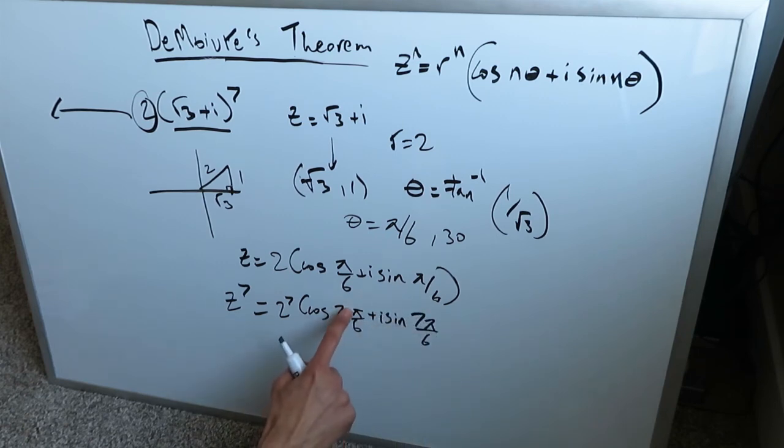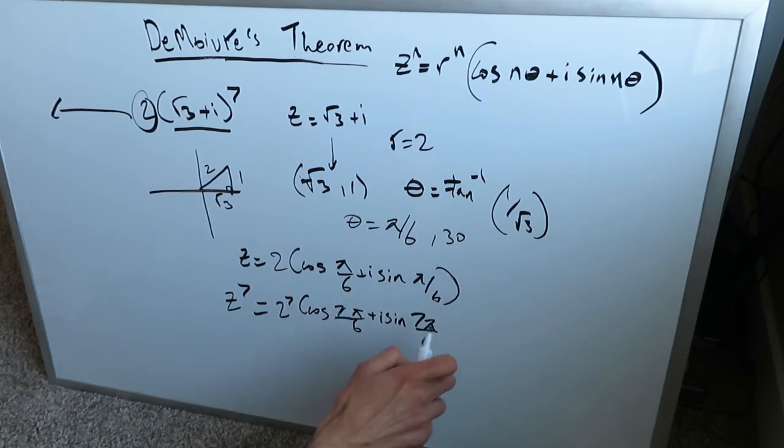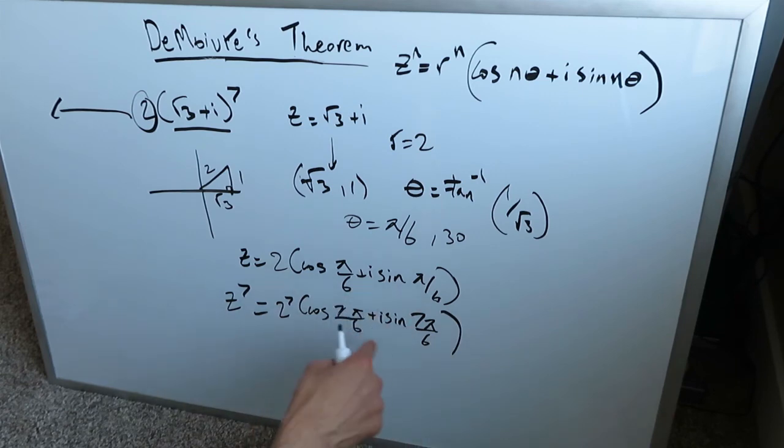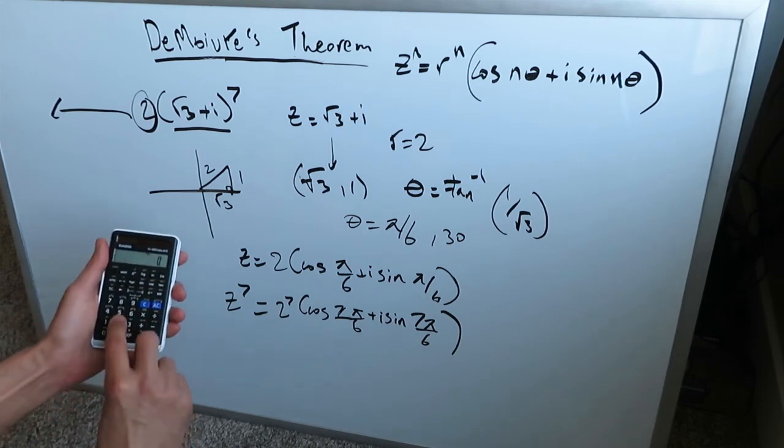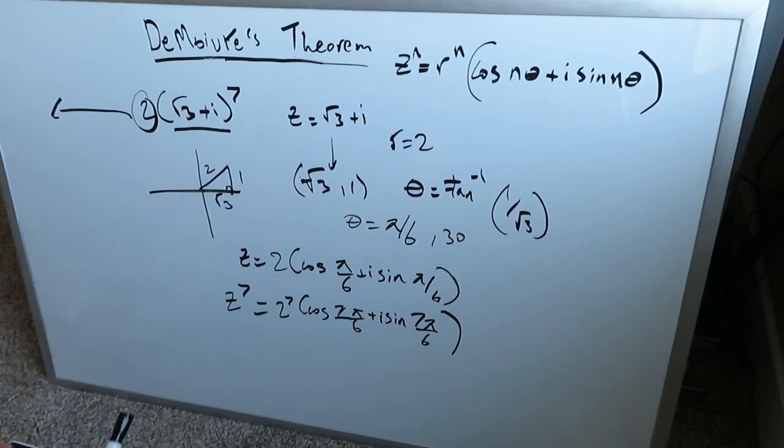Remember, 7 times pi over 6 is nothing more than 7 pi over 6, which is really 210 degrees. Pi over 6, 5 pi over 6, 7 pi over 6, and 11 pi over 6. These are my 30 degree reference angles. 7 pi over 6 is 210. Let's bring the calculator. Let's not get too fancy. 2 to the power of 7 is 128.